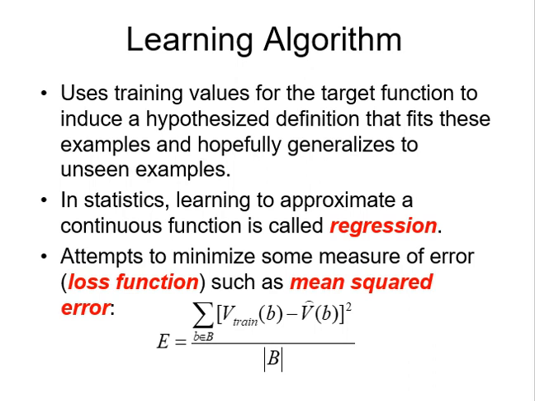In the learning algorithm, we use training values for the target function to induce the hypothesized definition that fits these examples. Usually in statistics, learning to approximate a continuous function is called regression. And then there are various attempts to minimize some measure of error, which is called the mean squared error function, and this is the formula for the mean squared error function.